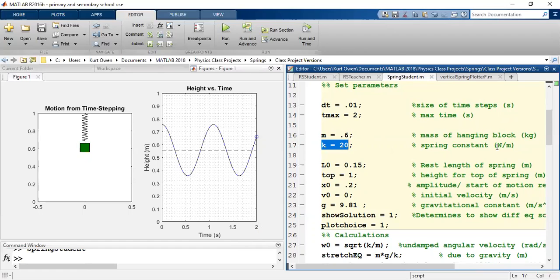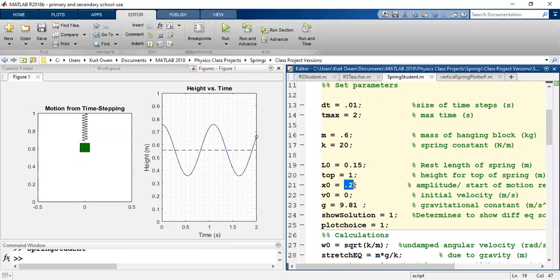Here is our spring constant in newtons per meter, as we discussed in class. Now this is the rest length of the spring, okay? So right now it is given a rest length of 15 centimeters, so 0.15 meters. Often in problems in the textbook or that I might give you, lengths might be given in centimeters, and you need to make sure that you convert those into meters so that everything will agree, all right? The top is 1 meter up, all right?